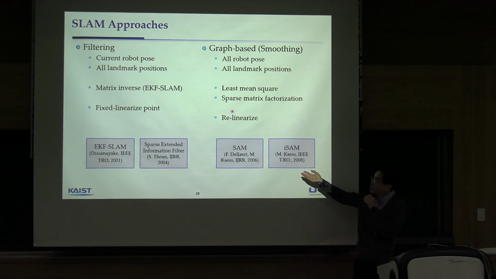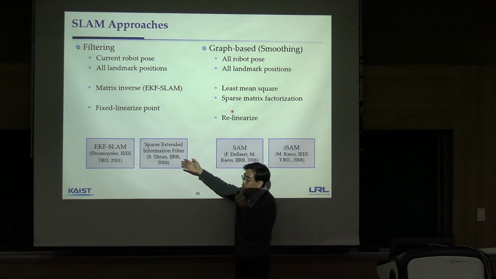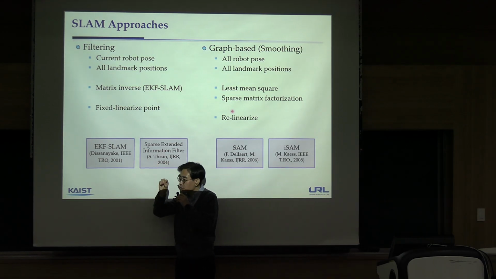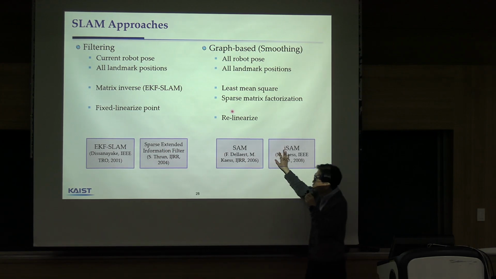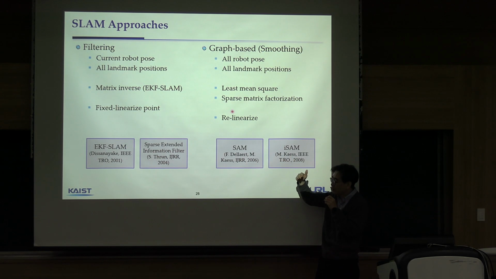But the filtering approaches are very fast, but they only focus on the current information, so they are very fragile. If there is some kind of false matching at some time, then it will diverge. But the graph-based approach uses a lot of information, starting from time zero up to the current time. It utilizes all the information and optimizes it together, so it is quite robust.